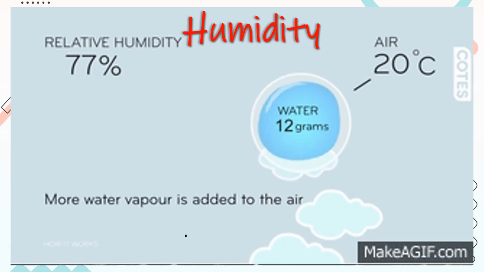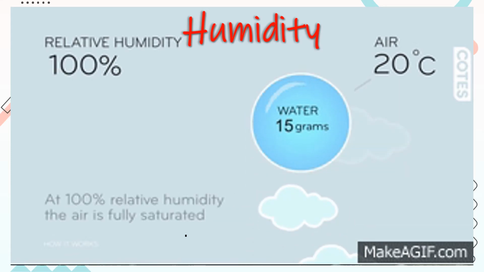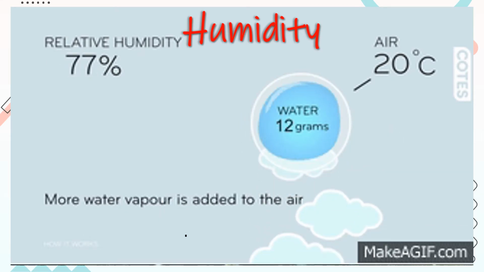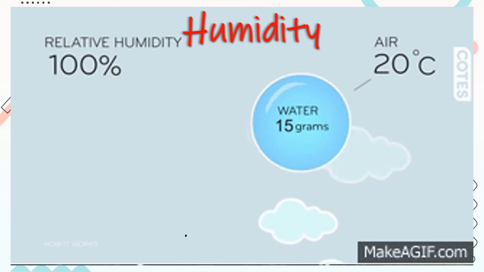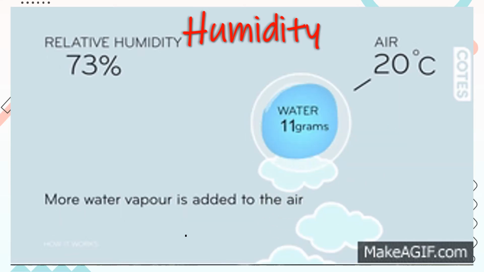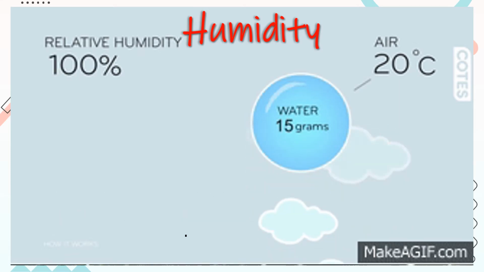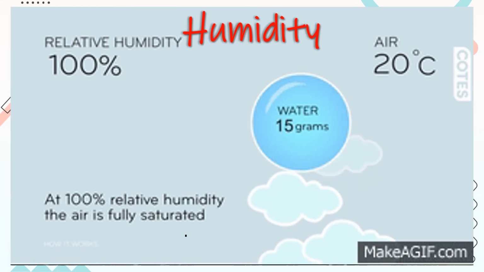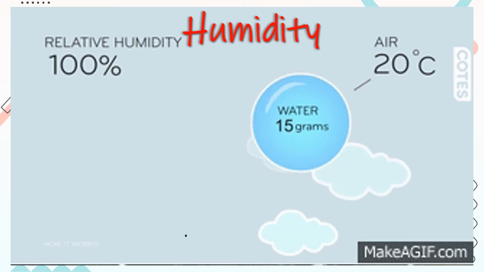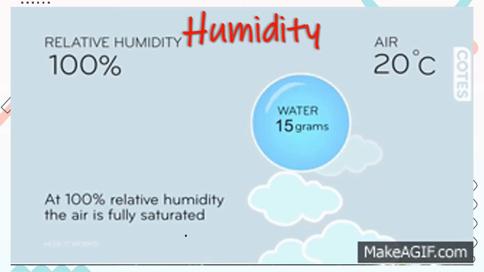The next one that we are going to talk about is humidity. So humidity is usually expressed as relative humidity, or the percentage of the maximum amount of water air can hold at a given temperature. Cool air holds less water than warm air. At a relative humidity of 100%, air is said to be saturated, meaning the air cannot hold any more water vapor.